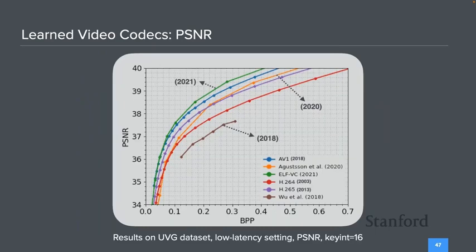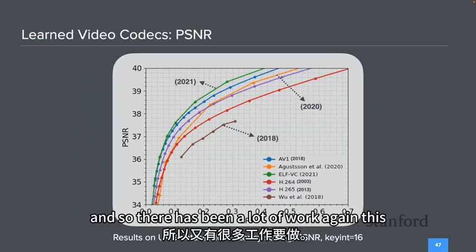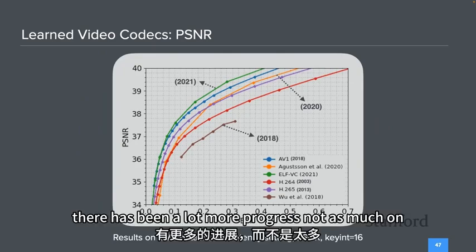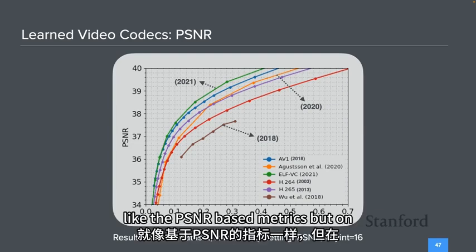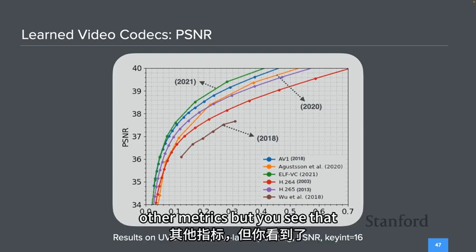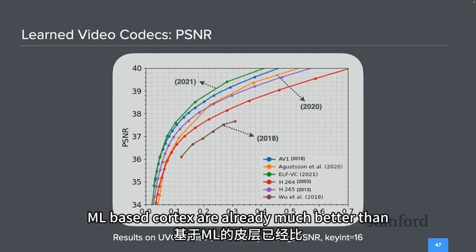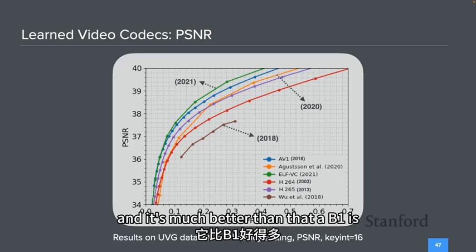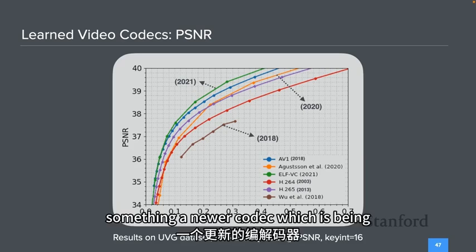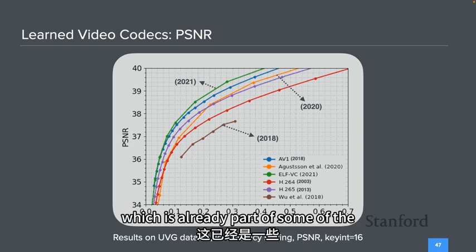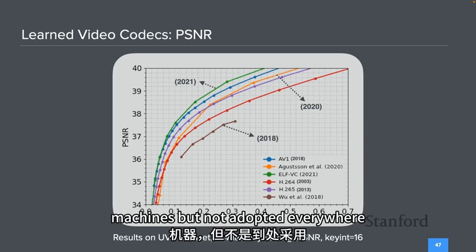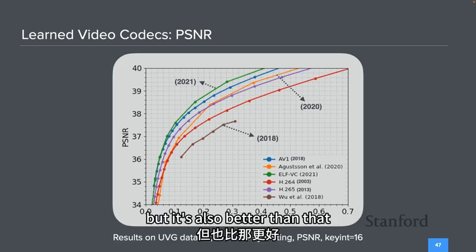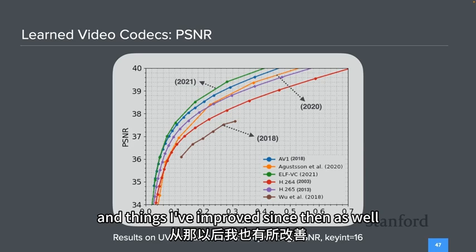Okay. And so there has been a lot of work. Again, this is a few years old. There has been a lot more progress, not as much on the PSNR-based metrics, but on other metrics. But you see that the ML-based codecs are already much better than, say, the purple curve, which is H.265. And it's much better than that. AV1 is a newer codec which is already part of some of the machines, but not adopted everywhere. But it's also better than that, and things have improved since then as well.